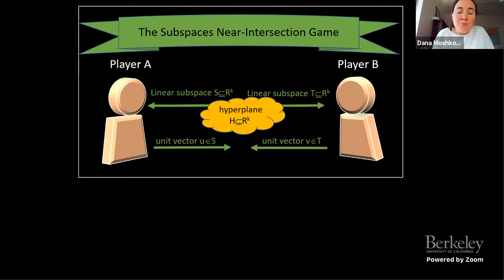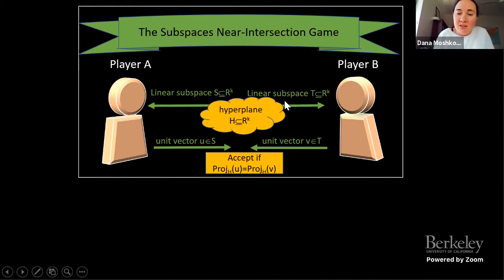And now each player is supposed to answer with a unit vector in its subspace, as in a unit vector that satisfies the linear constraints it knows about. And what the verifier is going to do is check the projection on the hyperplane of each vector, and check whether the projections are the same. Okay, so this is subspaces near intersection. Subspaces because we have linear subspaces, near intersection because we don't check that the two vectors are the same. They have to agree on a hyperplane. Okay, so this is the game. This is the projection game we want to work with.